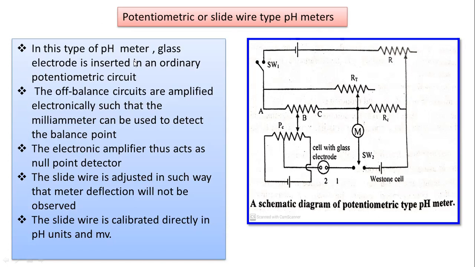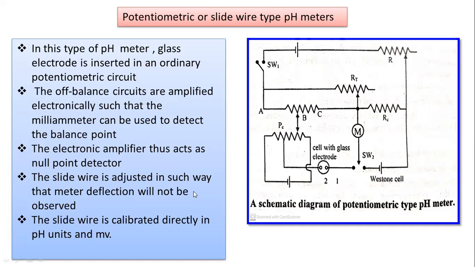In this type of pH meter, the glass electrode is inserted in an ordinary potentiometric circuit. The off-balance circuits are amplified electronically, and a milliammeter is used to detect the balance point, that is the null point. The electronic amplifier used along with the milliammeter acts as a null point detector.